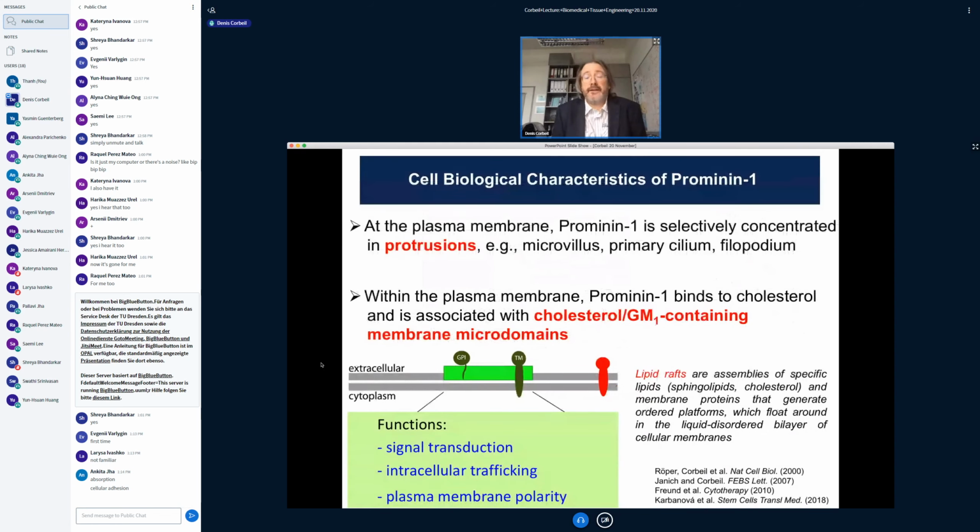So within the plasma membrane protrusion, we found that this molecule is found in plasma membrane microdomains, as we call them, or lipid rafts. And anybody, I was talking two weeks ago about the lipid raft, does anybody know a little bit more about that?